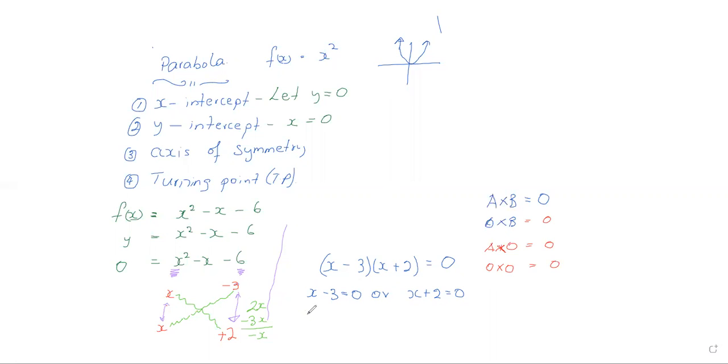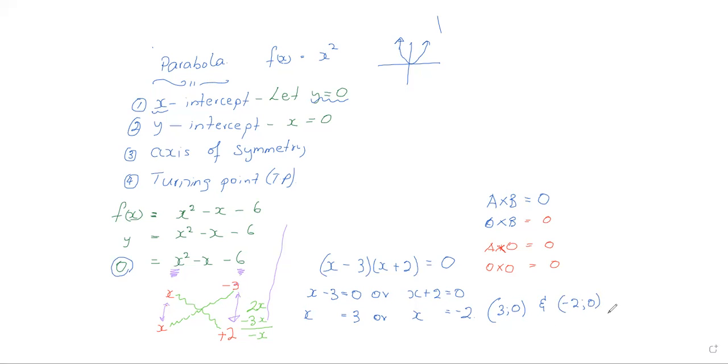So x will equal to 3, or x will equal to negative 2 there. Therefore, the coordinates will be, when x is 3, y is 0. We chose y to be 0 here. We get y equal to 0 when we look for the x-intercept. And the other coordinate will be negative 2 and 0.